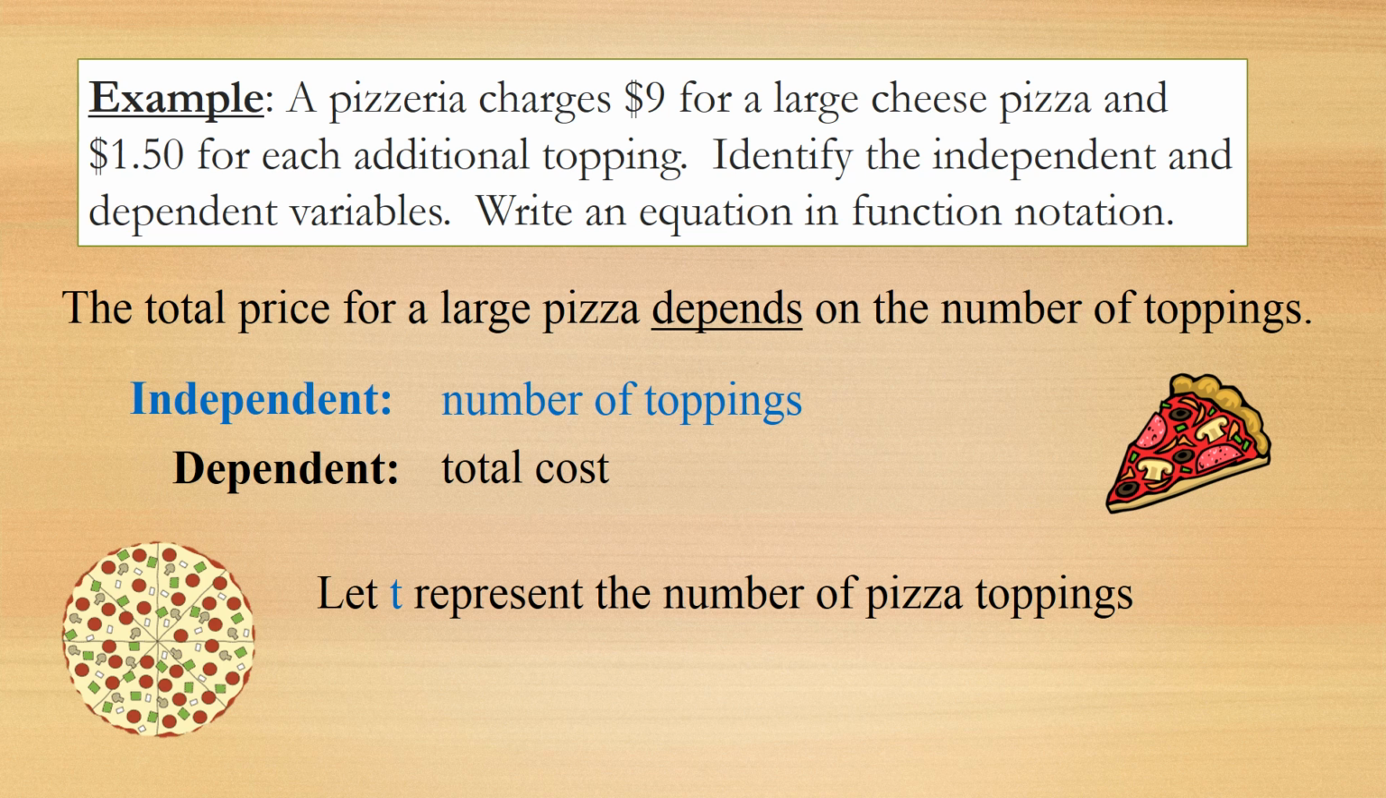To write the equation, we're going to take the independent variable and define it. So I'm going to let t represent the number of pizza toppings. And since I'm paying $9 no matter what, the number of toppings is going to get multiplied by 1.50. Therefore my equation is f of t equals 9 plus $1.50t. And you might even see the equation that way, but I actually prefer this way because it shows you that you're paying the $9 out front and then the toppings are going to get added on top of it.